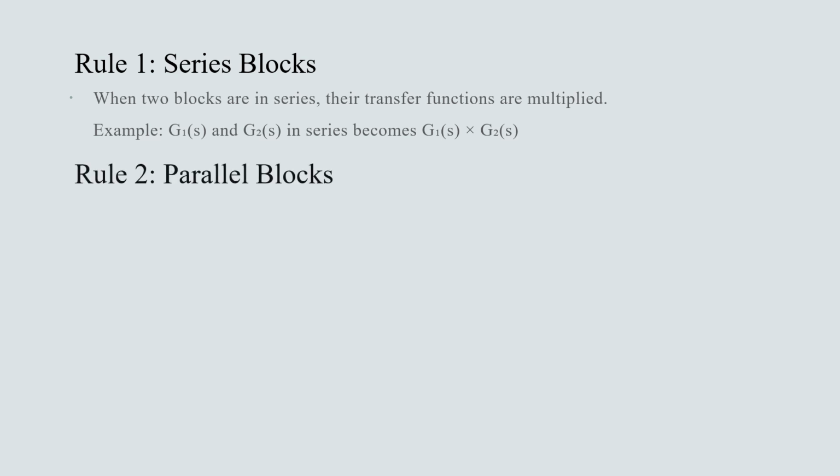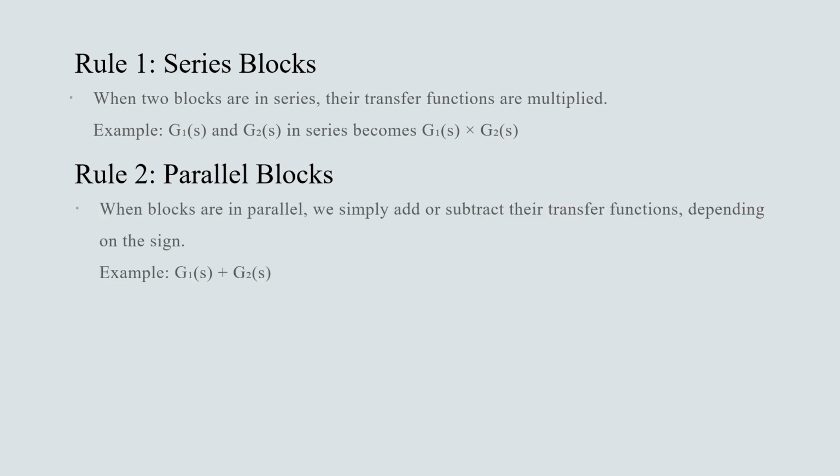In the same way, the next rule is related to parallel blocks. For parallel blocks, we need to add or subtract, depending upon the signs. For example, G1 plus G2 can come, or G1 minus G2, or G2 minus G1. Anything is possible.